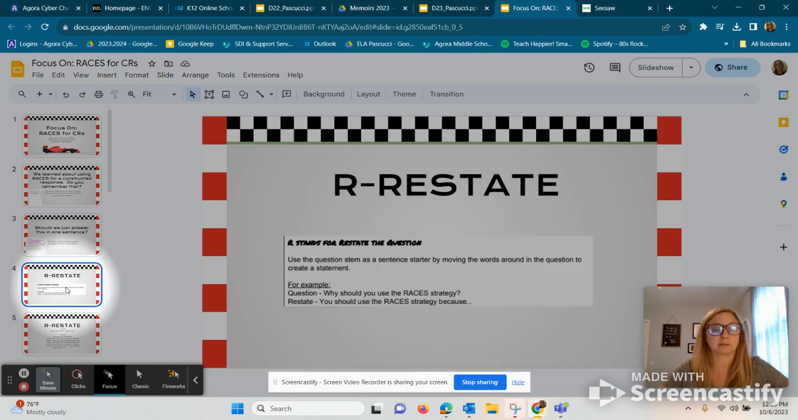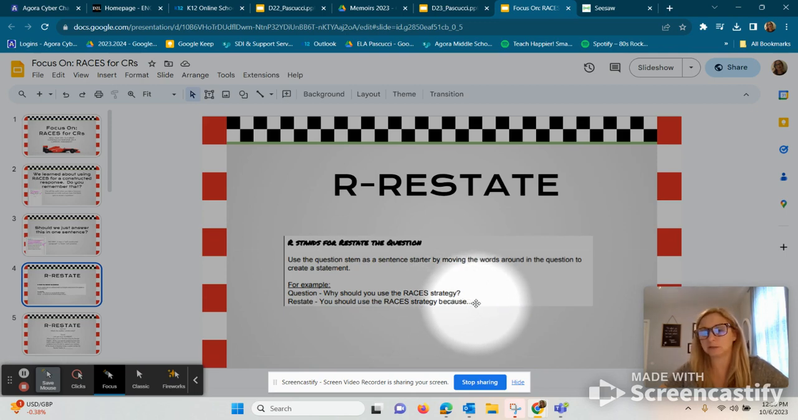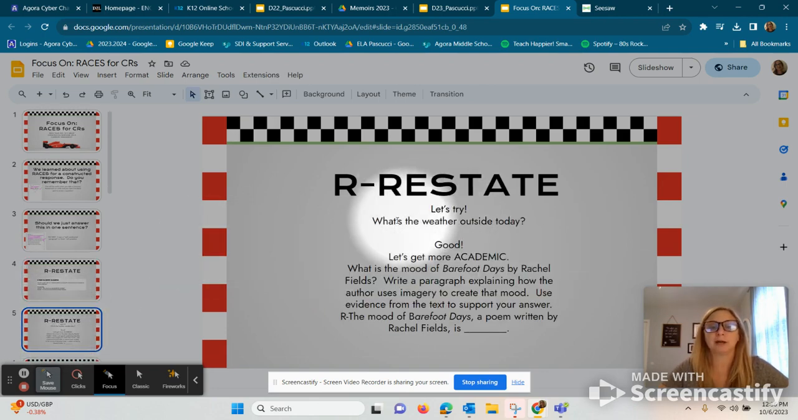Let's practice. Okay, so R stands for restate. Use the question stem as a sentence starter by moving the words around in the question to create a statement. For example, question: why should you use the RACES strategy? Restate: you should use the RACES strategy because... Okay, now we don't stop there. When we see those three dots, the ellipses, that means we want to go on with the sentence.